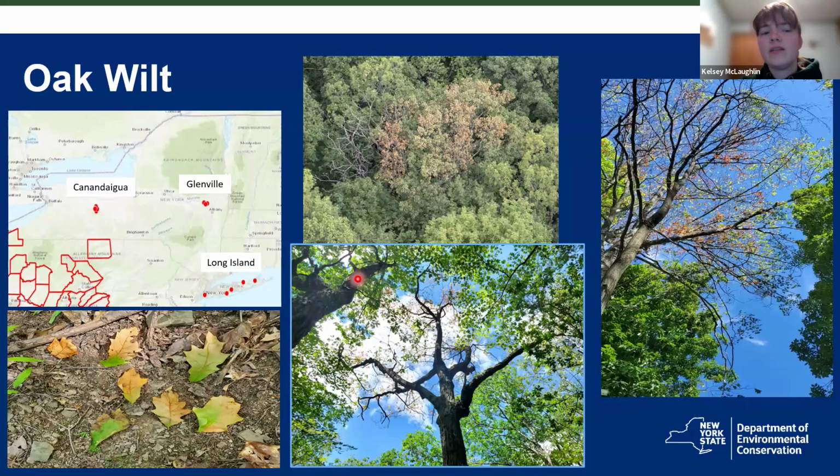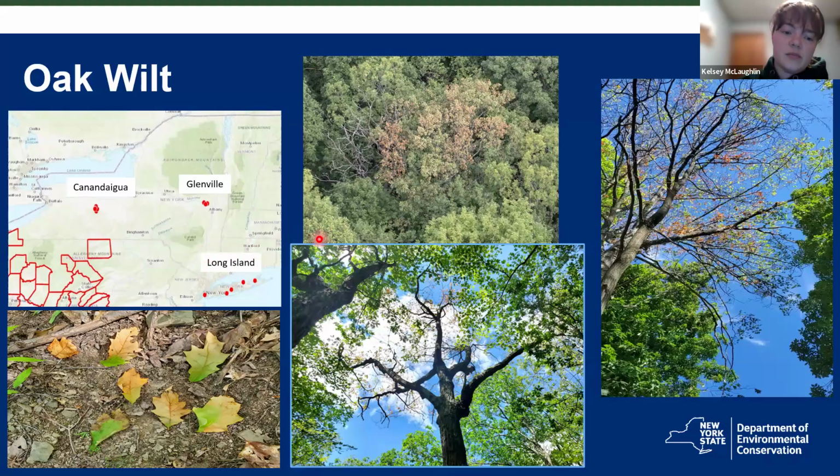And so we know we have oak wilt in kind of 3 areas of New York State. So Glenville is where it was first detected. The most recent detection in Glenville was in 2018. In Canandaigua, it was detected in 2016 and has been most recently detected in 2023. And then on Long Island, it was detected in 2016, and we have not found it on Long Island since. But those are kind of the 3 areas that we think of the most whenever we're talking about oak wilt.